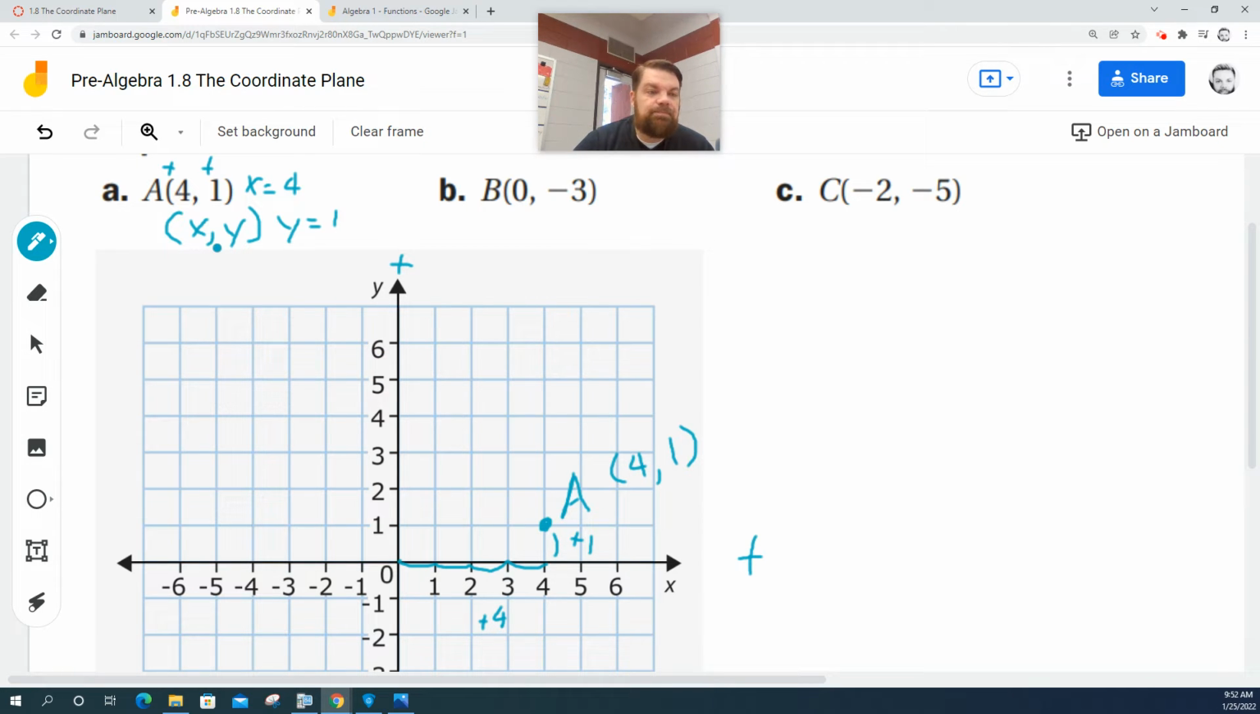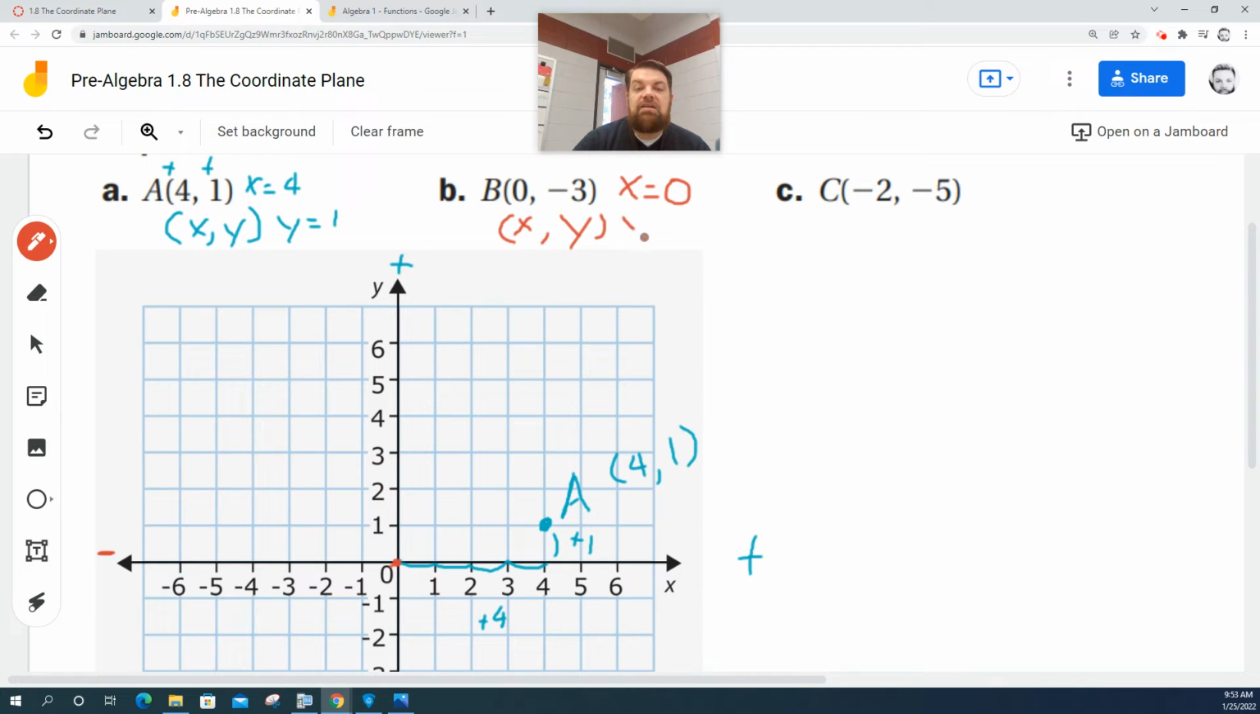All right. So now let's do B. Again, this is my X value, and this is my Y value. This is saying that my X is equal to 0. Now what that means is from the origin, I go 0 spaces left or right. So I don't go to the left, which is the negative X direction, and I don't go to the right, which is the positive direction. I just go 0 spaces.